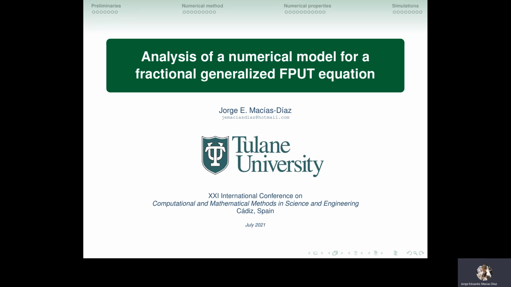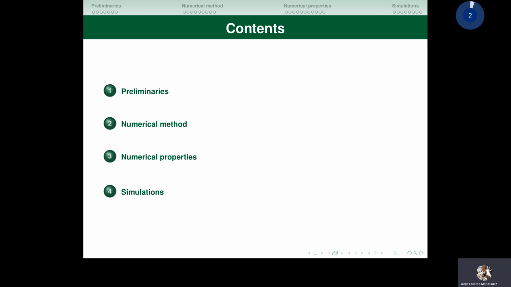The title of my presentation is Analysis of a Numerical Model for a Fractional Generalized Fermi-Pasta-Ulam-Tsingou Equation. My name is Jorge Macias Diaz, and I'm coming from the University of Aguascalientes in Mexico.